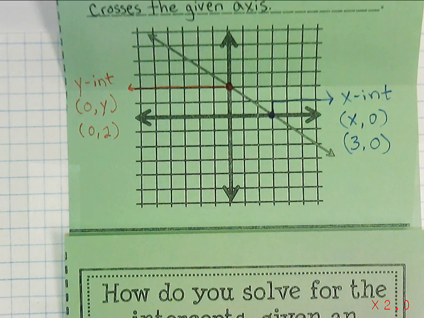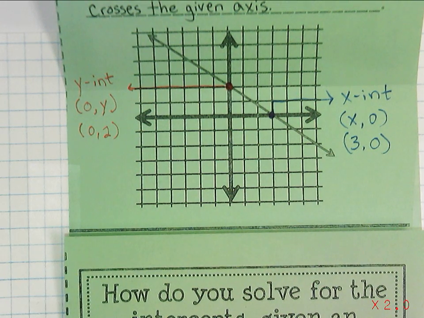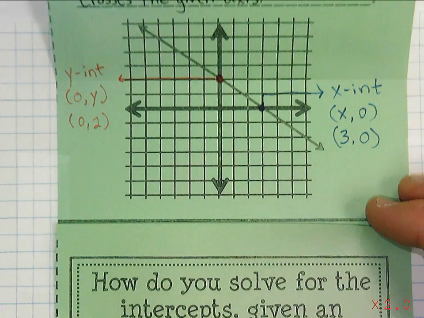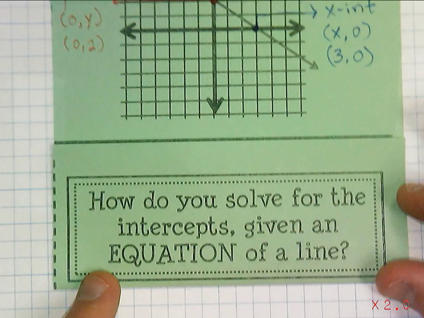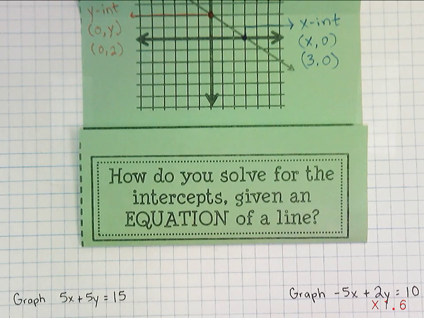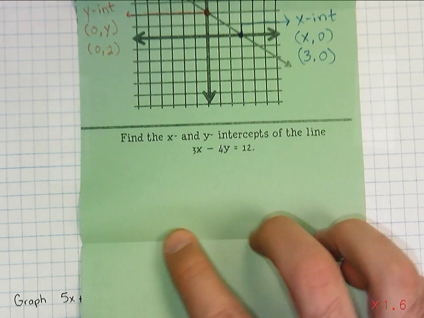So how we're going to work with this is with an equation in standard form, we can substitute the value of 0 in for x or y, find both x and y intercepts, and then graph it from just the intercepts, because we only need 2 points to make a line. So sometimes this is quicker than changing to slope-intercept form. So let's work down here in the bottom of our foldable then. How do you solve for the intercepts given the equation of a line in standard form? Well, let's figure that out.